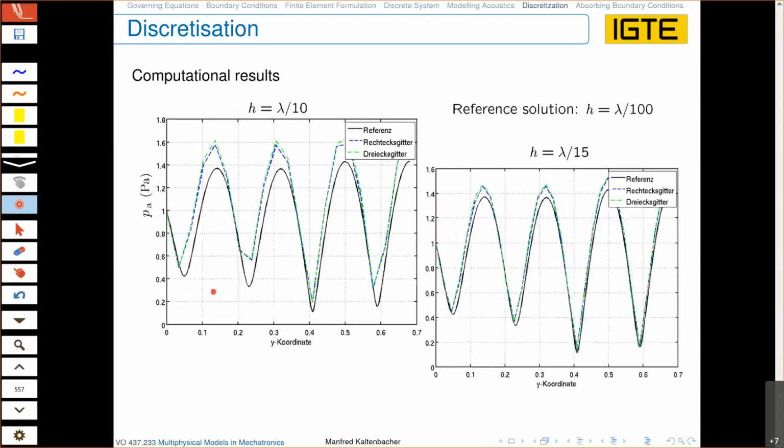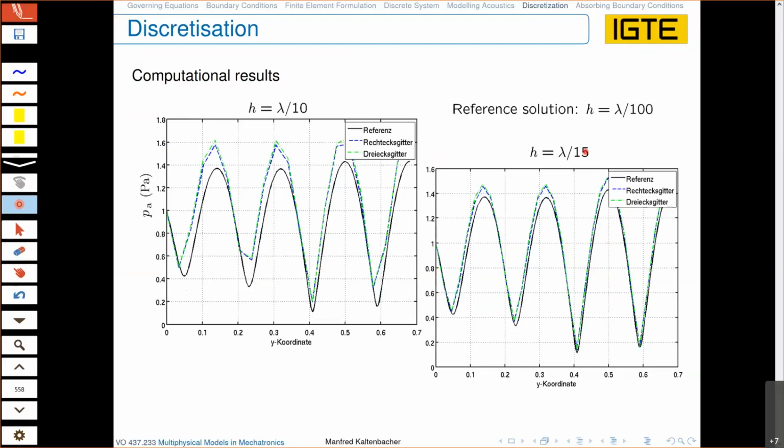And this is a first plot with the coarsest discretization, and the reference has been done with a very fine mesh, as you can see here, with lambda over 100. Okay, what you see here, you have really strong deviations for both meshes compared to the reference solution, which already decreases strongly, as you can see here, when you go from 10 elements per wavelength to 15 elements per wavelength.